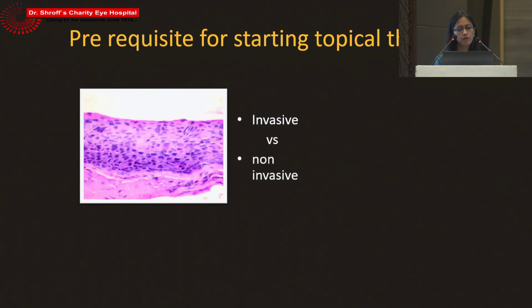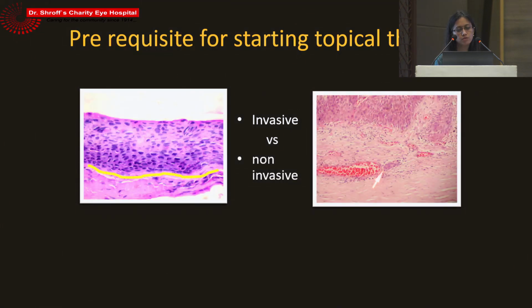So we have to understand one thing: before we start the patient on topical interferon, we have to ensure that it is a non-invasive disease, meaning the disease is confined to the epithelium, not breaching the basement membrane, unlike here, where there seems to be some breach in the basement membrane and the disease seems to be going into the underlying stroma of the conjunctiva or the corneal lamella. If that is there, then it's a contraindication for topical therapy.